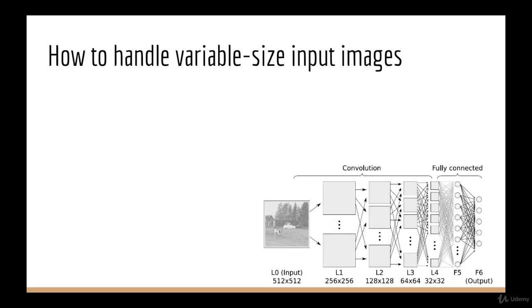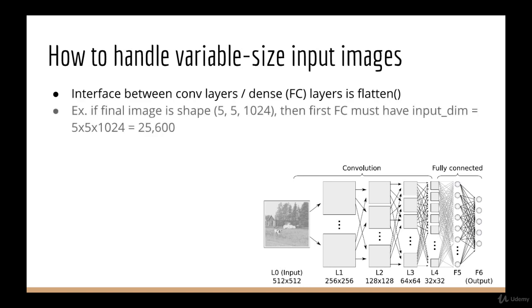So recall the basic architecture of a neural network. We begin with a series of convolutions and we end with a series of dense layers. What happens at the interface between the last convolution and the first dense layer is that we flatten the final output image. Let's say it's of size 5 by 5 by 1024. Then the input dimension of our first dense layer must be 25,600. So where does this break down?